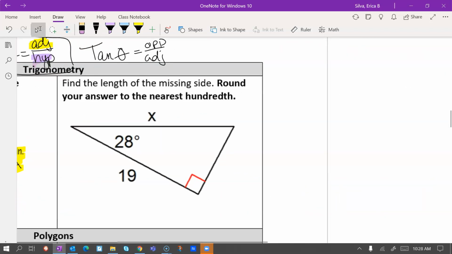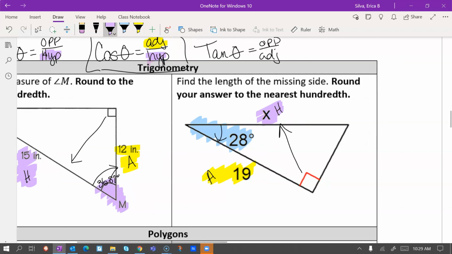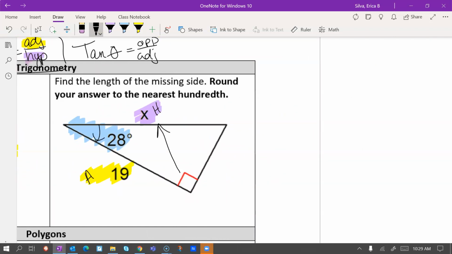Let's look at the next one. The next one, they're giving us the angle of 28. And in reference to that angle, your x is your hypotenuse, and your adjacent side is that 19, the side next to the angle. So they're giving us the same ones as before. They're giving us the adjacent side, and they're wanting us to find the hypotenuse side. So let's go ahead and set it up.